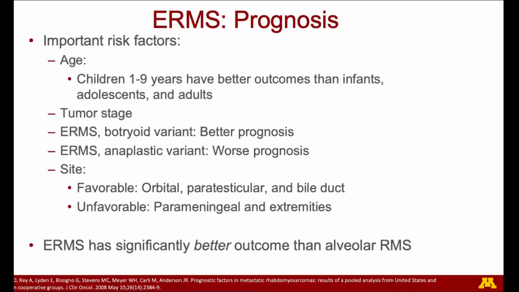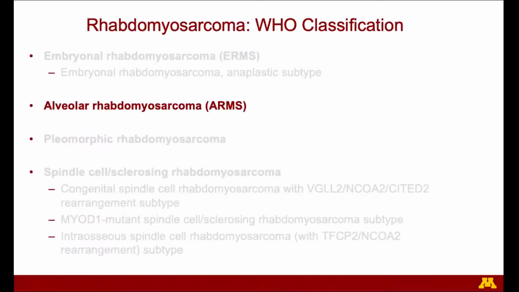Tumor stage, like other tumors, we see that as we advance stage, tumor outcome will get worse. Among variants, botryoid has the best prognosis versus the anaplastic with worse prognosis. In terms of the location of the tumor, orbital, testicular and vital sites show a favorable outcome versus parameningeal and extremities embryonal rhabdomyosarcomas.